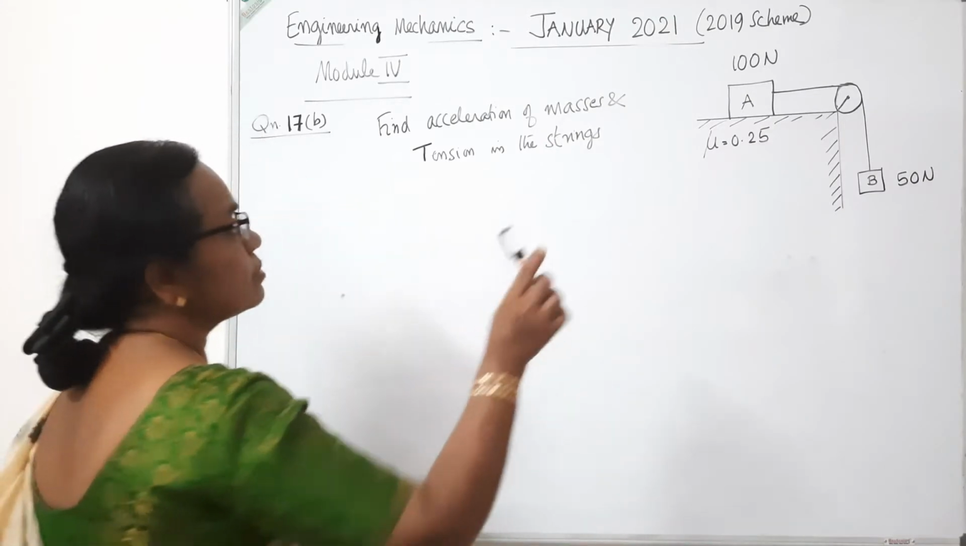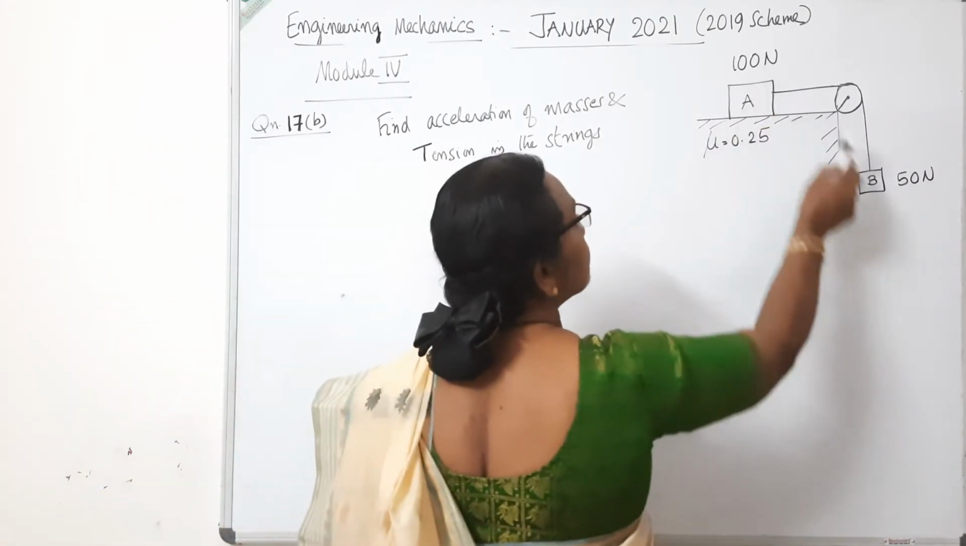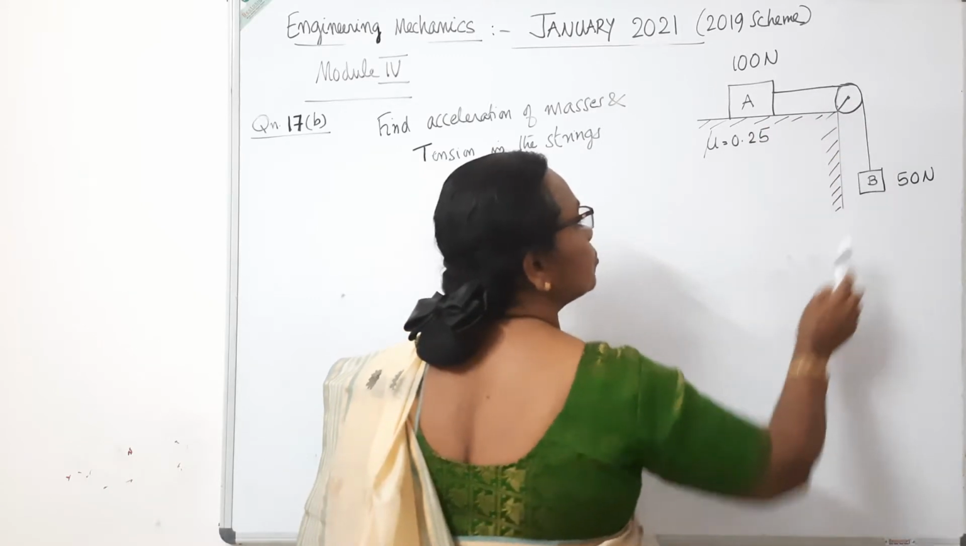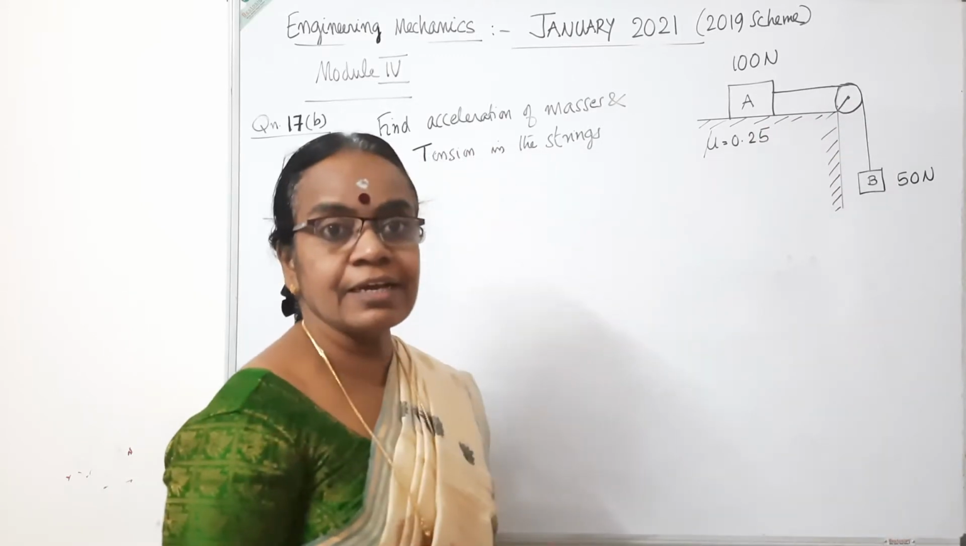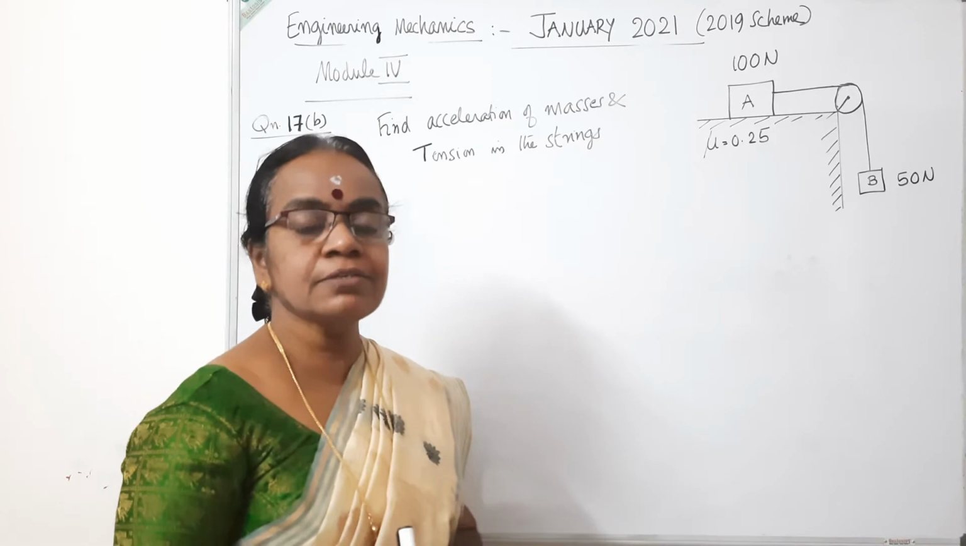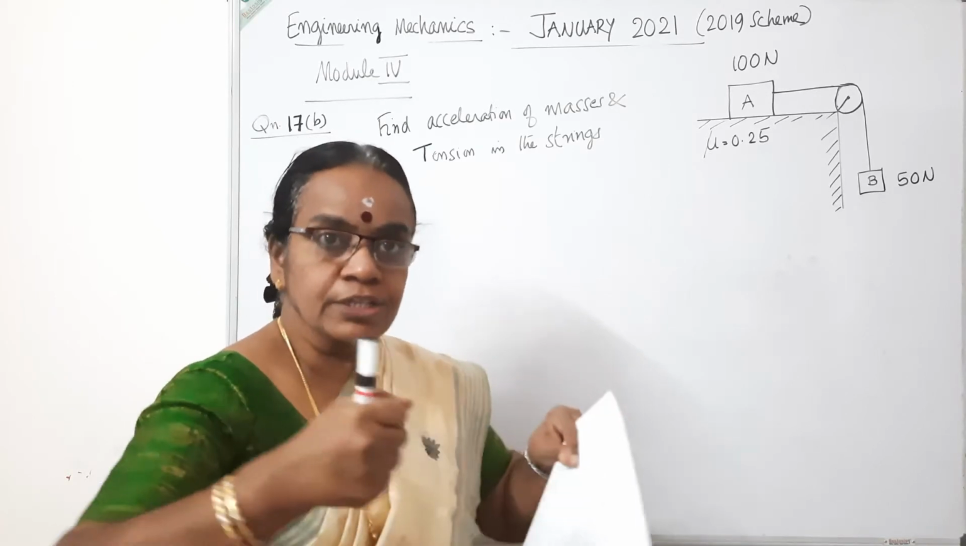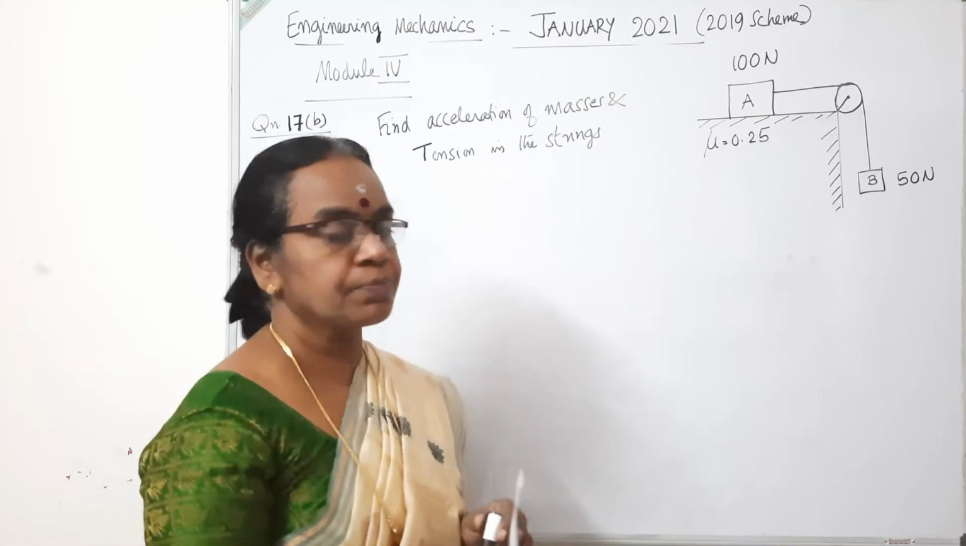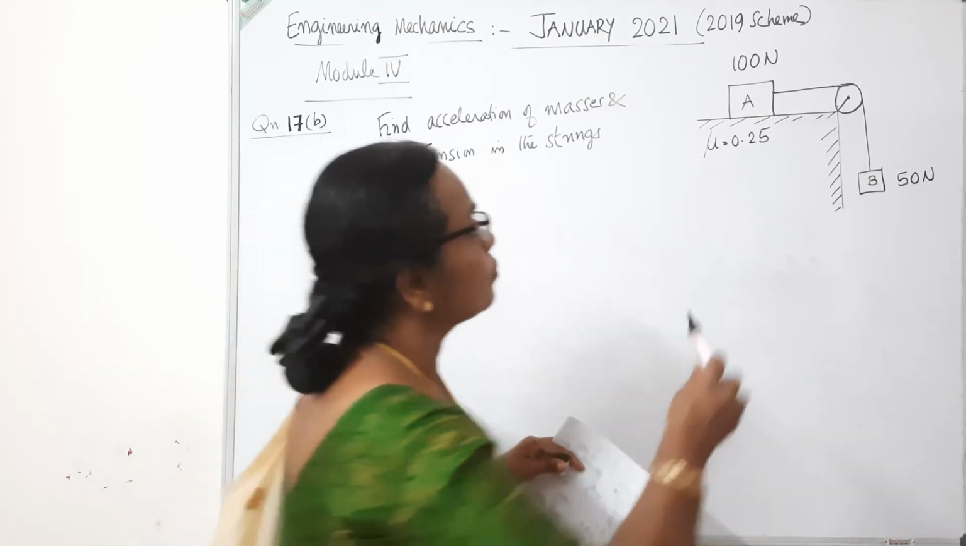So, this is the question given to you. Mass A 100 Newton, B 50 Newton. They are connected by a string which is passing over a smooth pulley. The string is inextensible. What it means is, the elongation of the string need not be considered. It is not extensible. And it's passing over a smooth pulley.